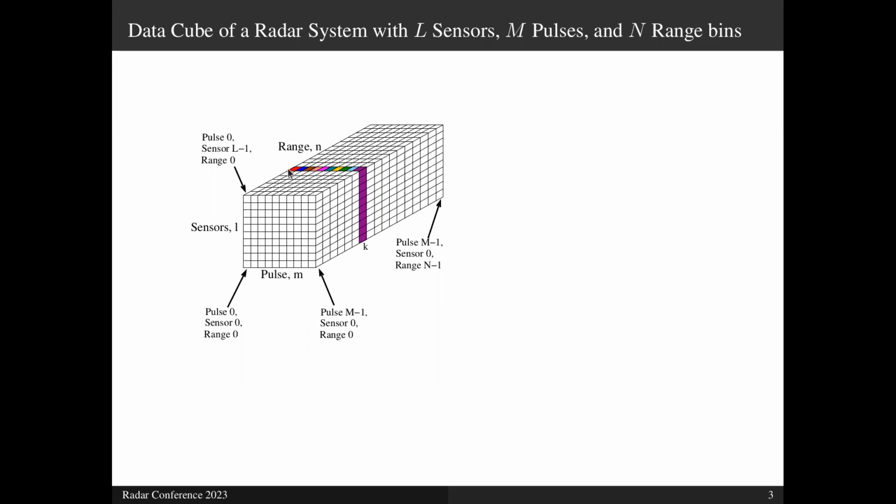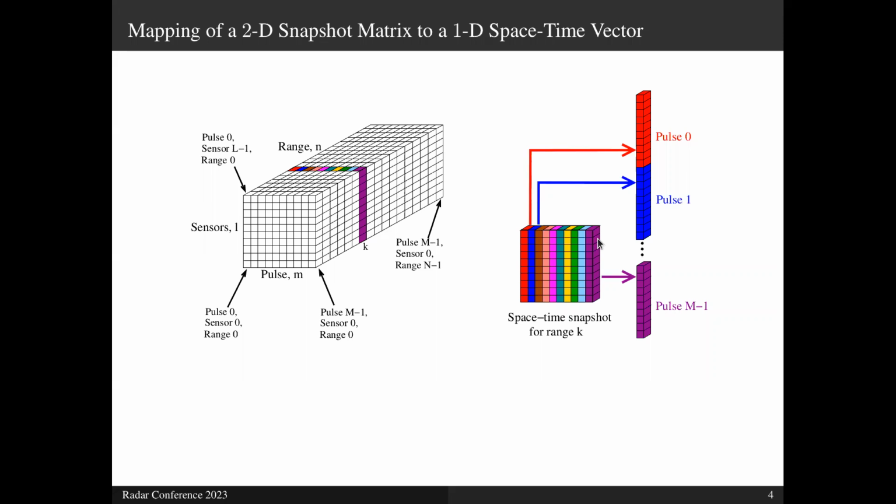We can look at a space-time cut of this data cube for a fixed value of range N, let's say K, and we get a space-time snapshot for range K as shown in the right panel. And this panel also shows how to map this space-time snapshot matrix into a data vector. We stack spatial samples corresponding to various pulses as indicated here. And this space-time vector is processed using space-time adaptive processing algorithms.